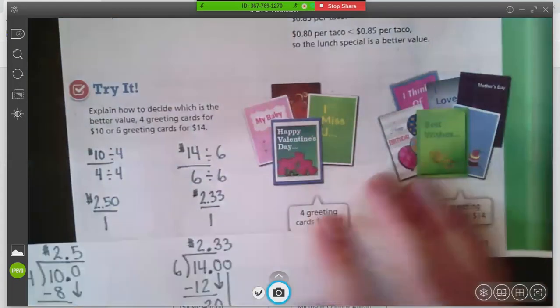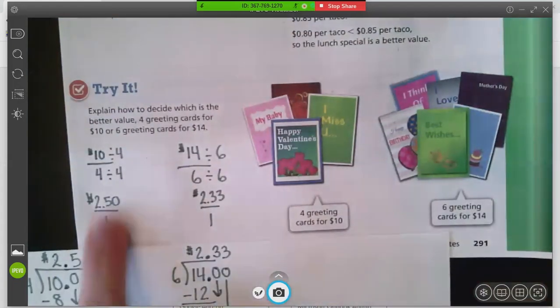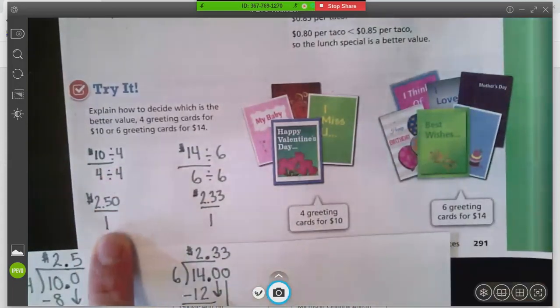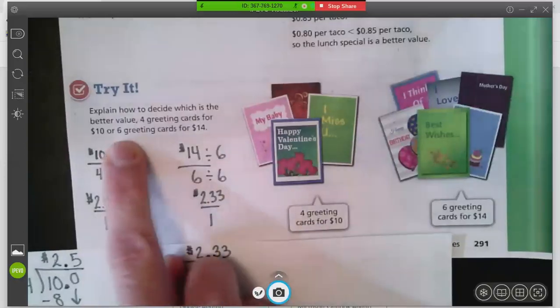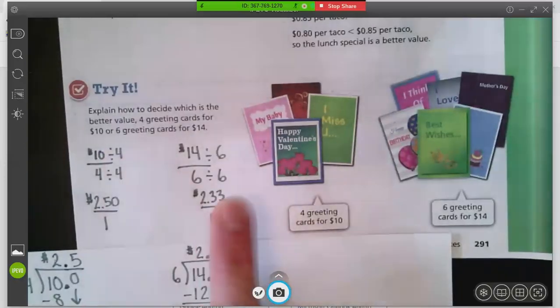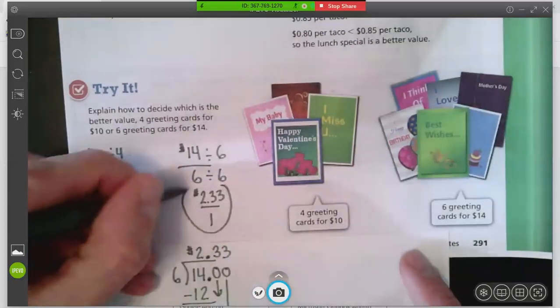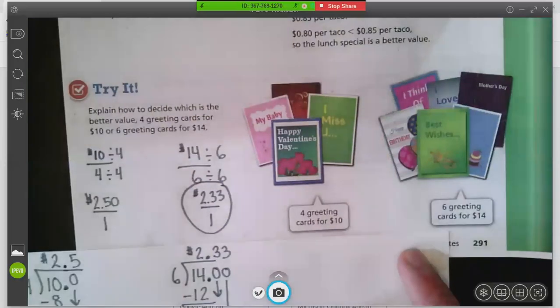Okay. So what this means is, if we're buying 4 greeting cards for $10, it's going to cost us $2.50 per card. If we're buying 6 greeting cards for $14, it's going to cost $2.33 per card. So which one is the best? The 6 greeting cards. Yeah, it's the better value. It's cheaper, about 17 cents. Hey, you got one correct. Way to go.